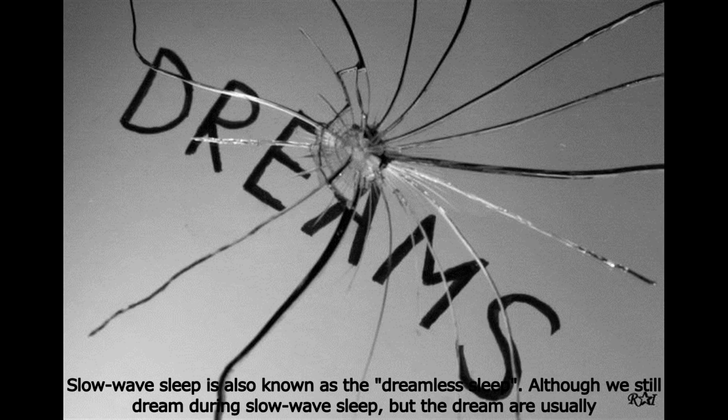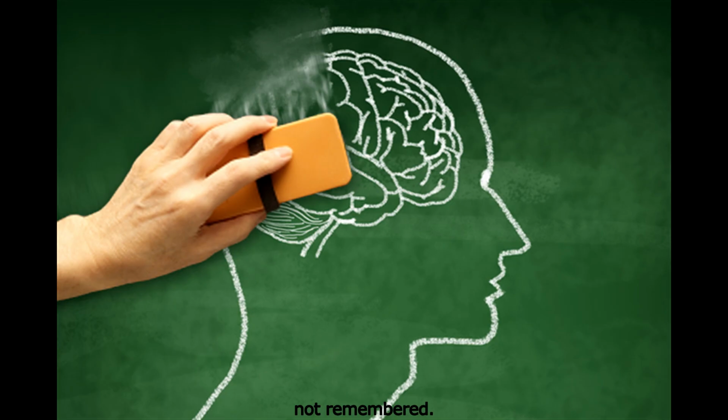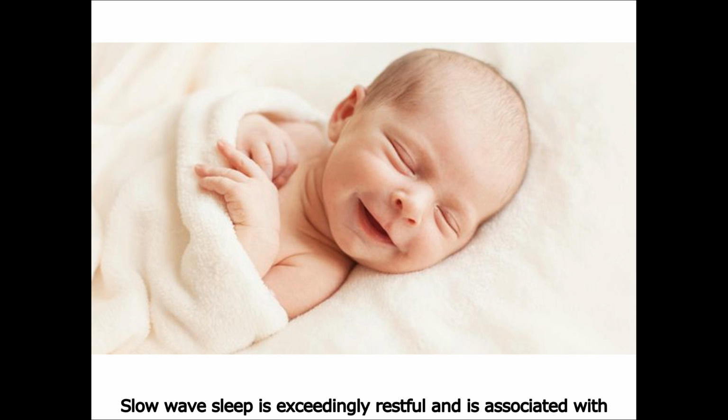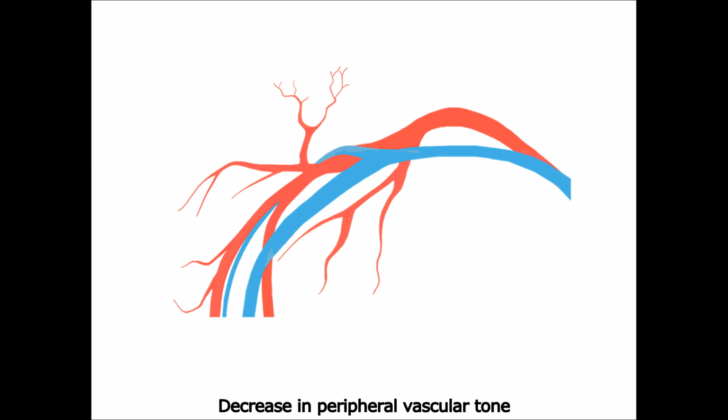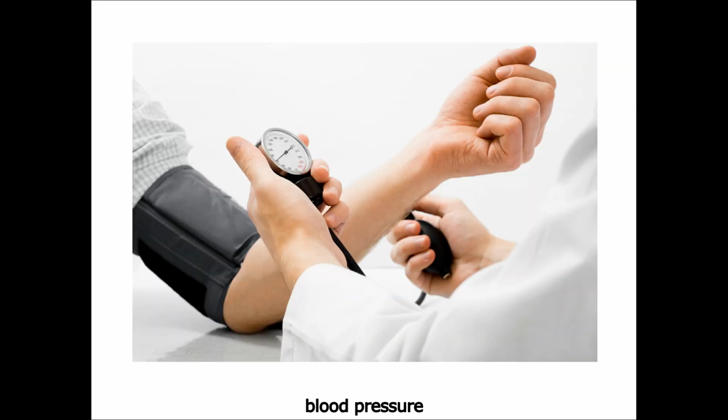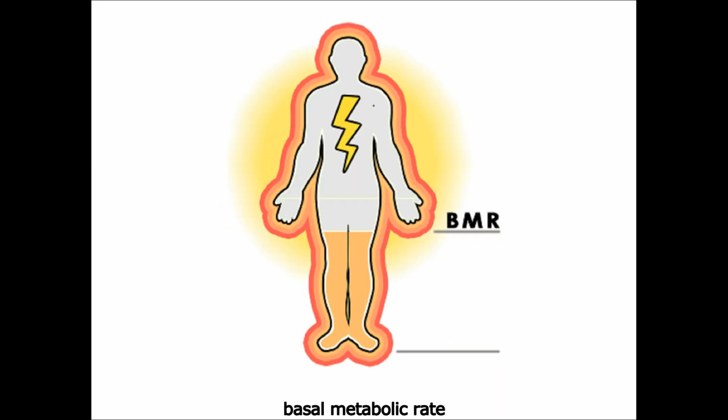Slow wave sleep is also known as the dreamless sleep, although we still dream during slow wave sleep, but the dreams are usually not remembered. Slow wave sleep is exceedingly restful and is associated with decrease in peripheral vascular tone, blood pressure, respiratory rate, and basal metabolic rate.